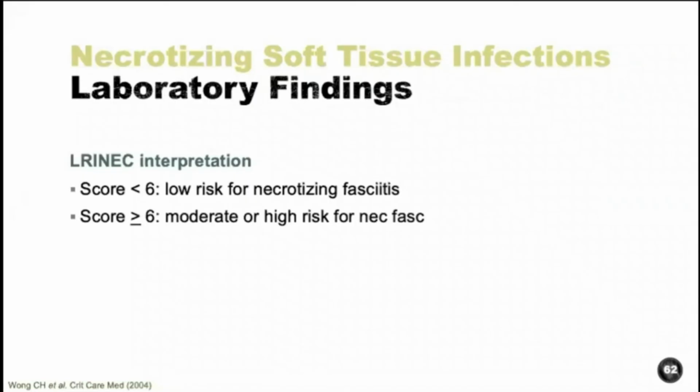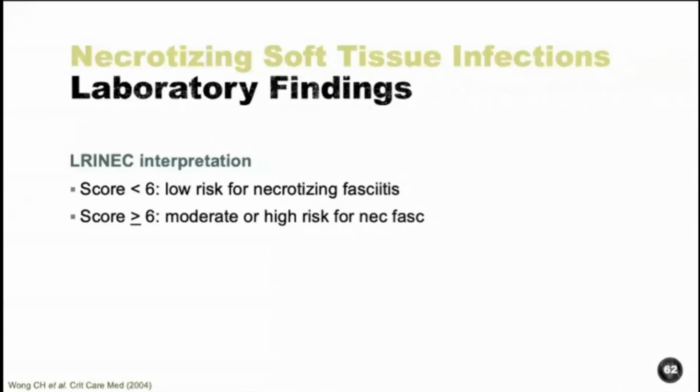And when you use a cutoff of 6 or higher to indicate moderate or high risk for necrotizing fasciitis, then this score presents you with a positive predictive value of 92% and negative predictive value of 96%. I want you guys to note, however, that 10% of patients that have a score less than 6 will still eventually get a diagnosis of necrotizing fasciitis. So this is something that you have to use very carefully.